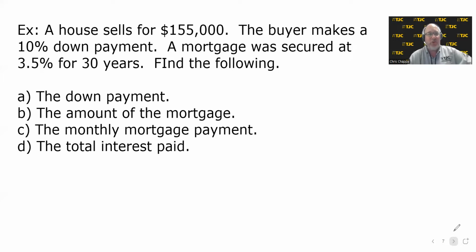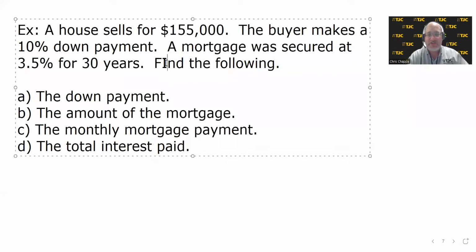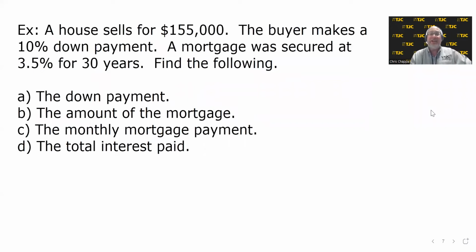A mortgage was secured at 3.5% for 30 years. Find the following: A, the down payment; B, the amount of the mortgage; C, the monthly mortgage payment; and D, the total interest paid. Now, if you're thinking the mortgage is $155,000, you are incorrect.